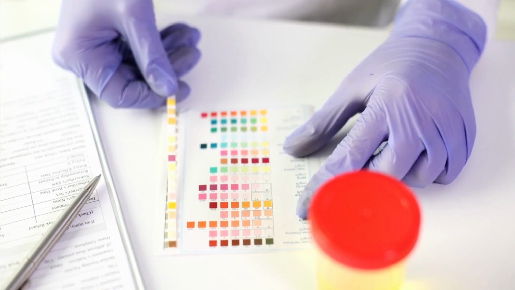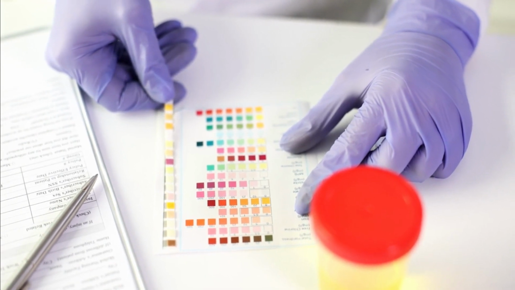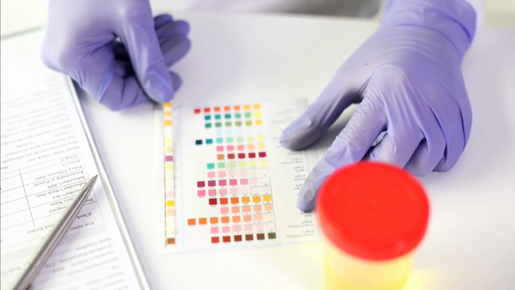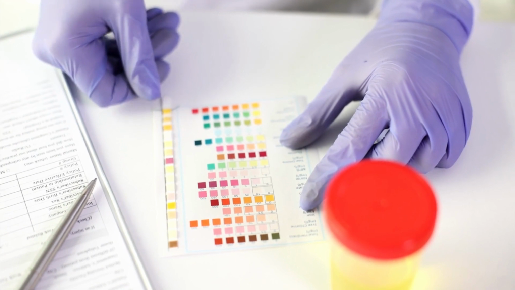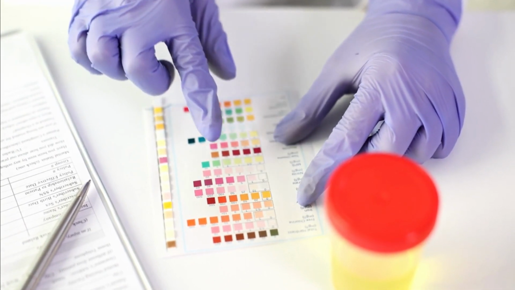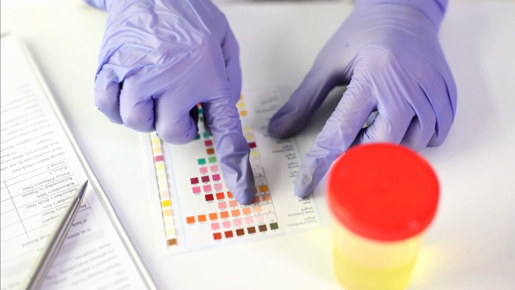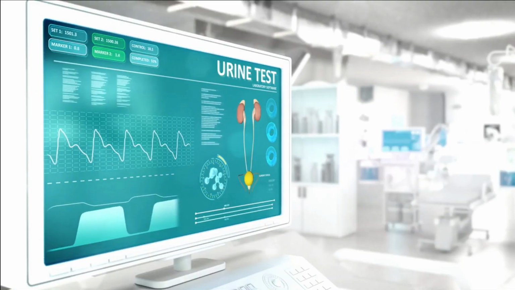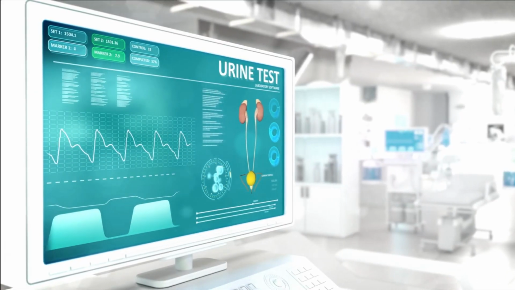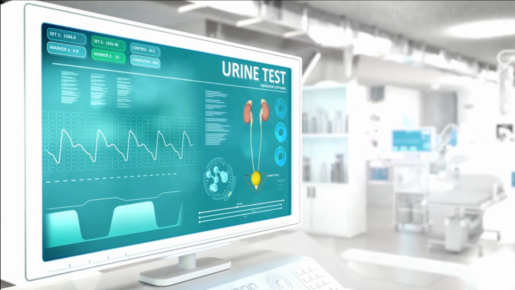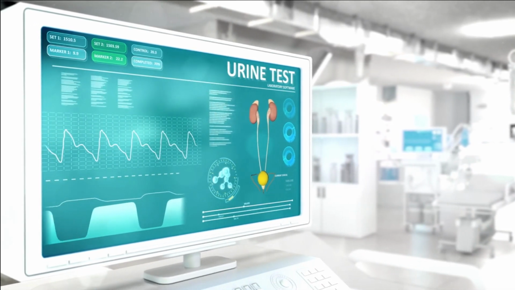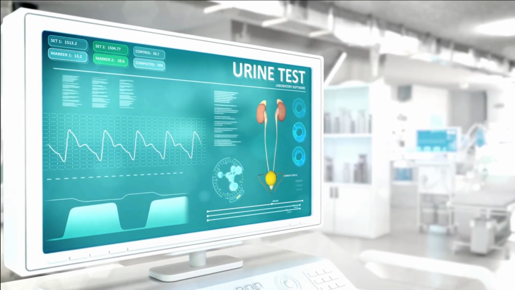A lower pH level may indicate various conditions, such as dehydration, fat metabolism, acid-producing bacteria, or diabetic acidosis. A high pH, higher than 7, may indicate other conditions such as a diet high in vegetables, ammonia-producing bacteria, low-carb diet, chronic kidney disease, or renal tubular acidosis.